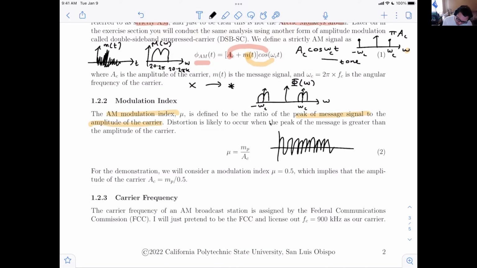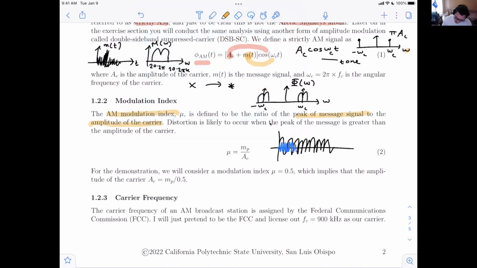So let's say we have our message signal in blue here. And if the amplitude of the carrier isn't high enough, the information is going to be lost in the signal. And I'll show you that later in the demonstration.